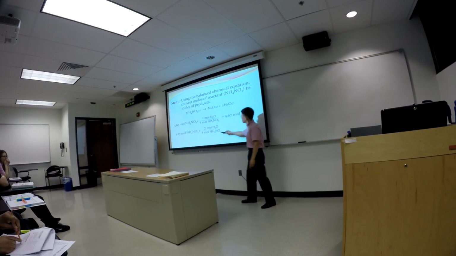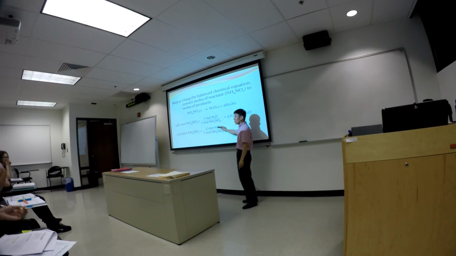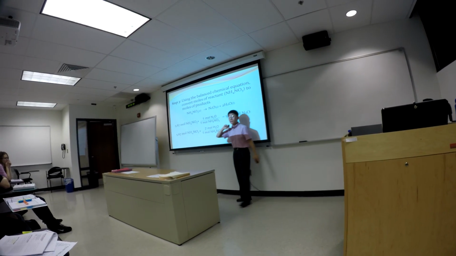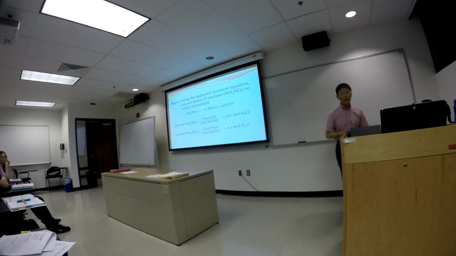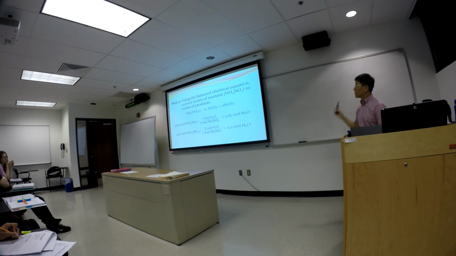Every mole of ammonium nitrate will produce 2 moles of water. That's given in this balanced chemical reaction equation. So you will end up with 11.3 mole of water. So that's the third step.